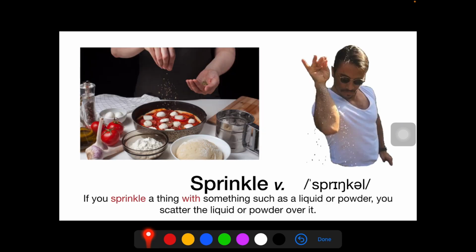Next one, sprinkle. Sprinkle means you scatter the liquid or powder over something else. If you sprinkle a thing with something such as a liquid or powder, that means the thing that you can sprinkle is going to be very small, if it's solid, like in the picture, like this one.